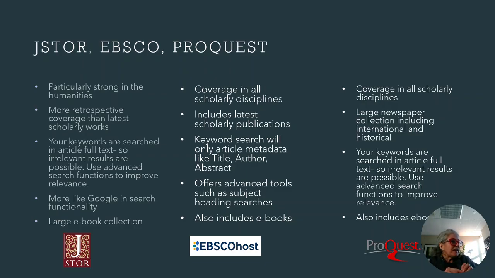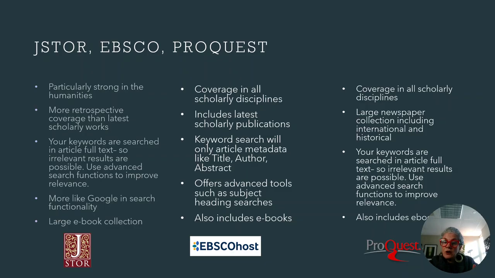In addition, JSTOR uses your search words to search the full text of the articles or book chapters, which means you will see many more results, but those results may not be relevant, and you need to use JSTOR's advanced search features to narrow them down and limit them and see if you can get them to hone in on your specific topic. EBSCO is another major article database that we have.